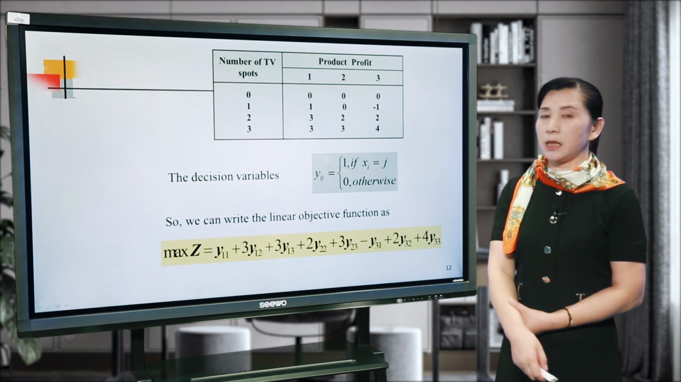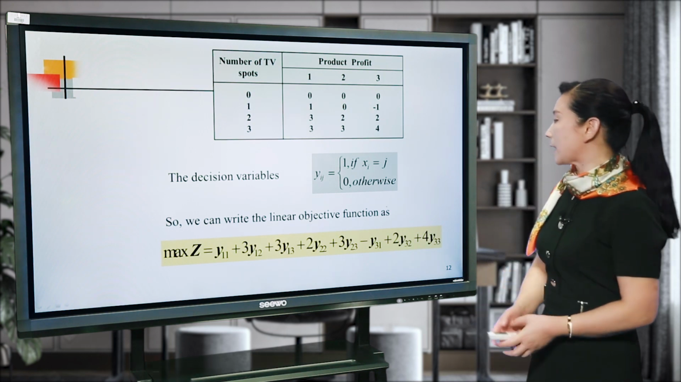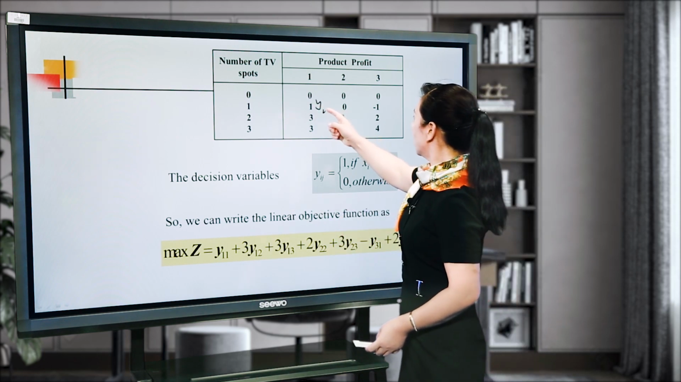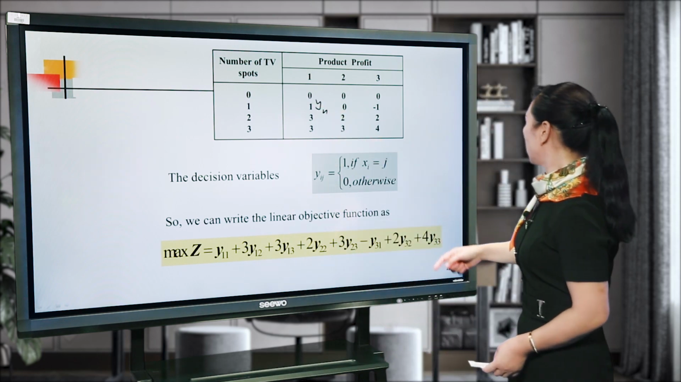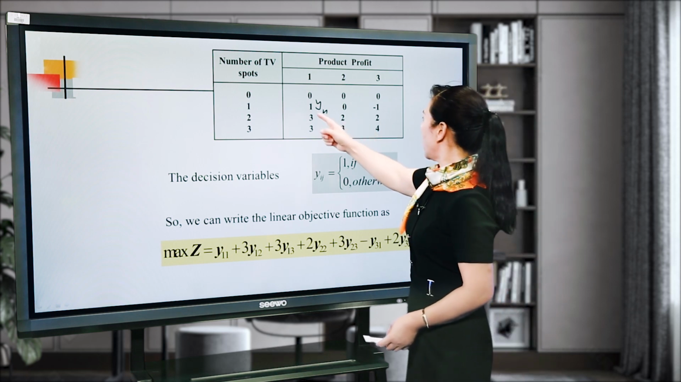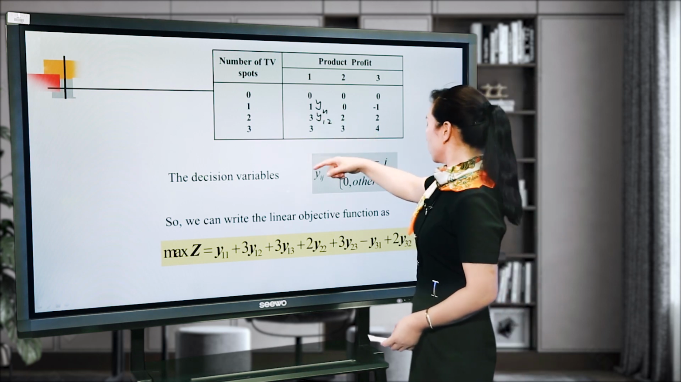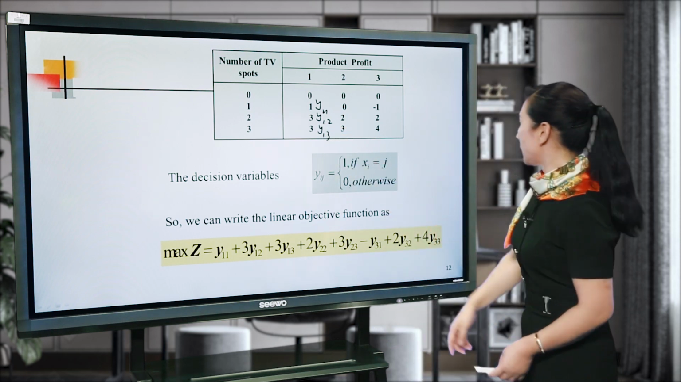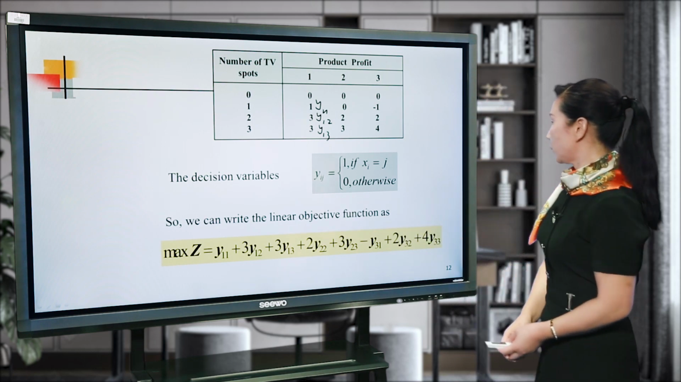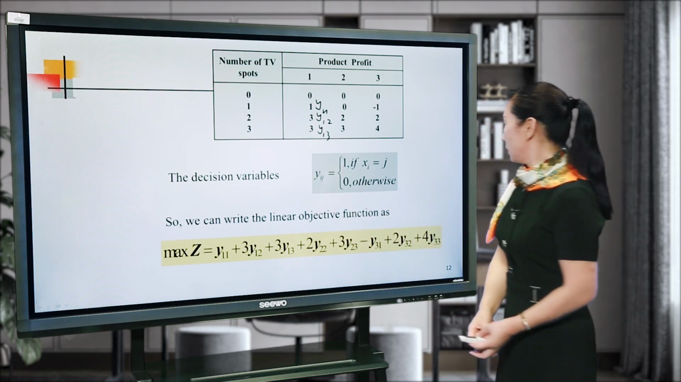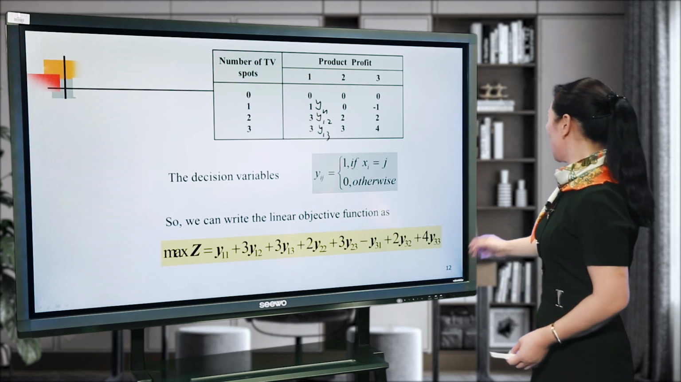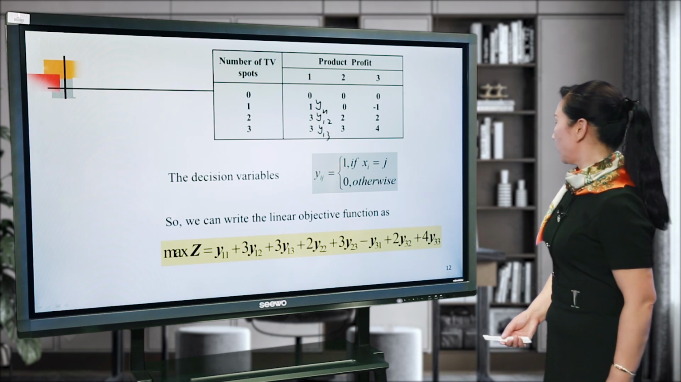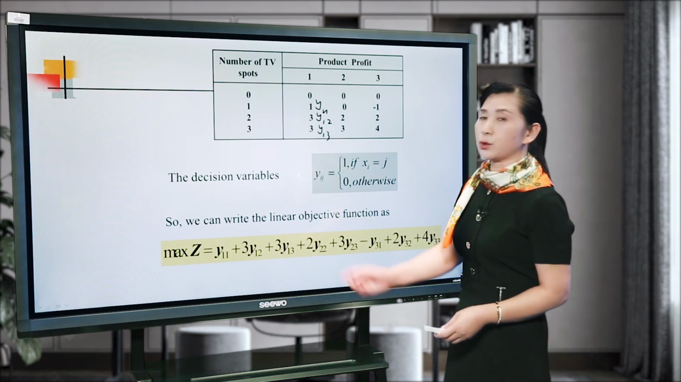So we can write a linear objective function as maximize Z equal to y11 plus y12 plus y13 and plus 2 y22 plus 3 y23 and so on. That is the objective function, and we see it is a linear function.